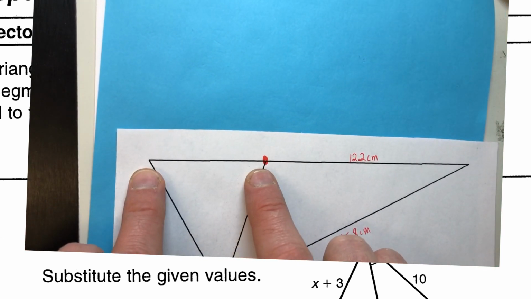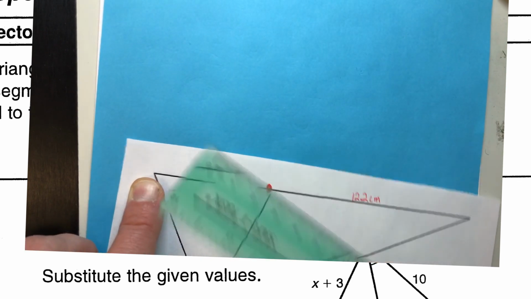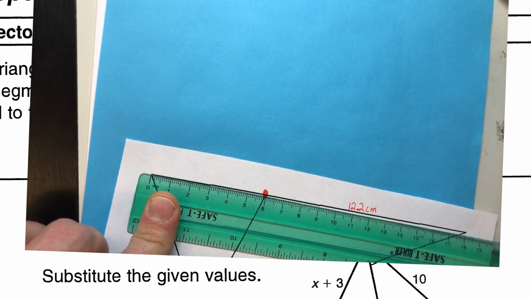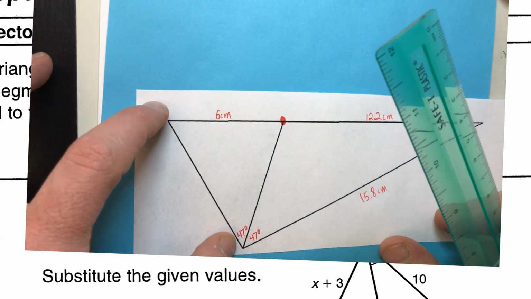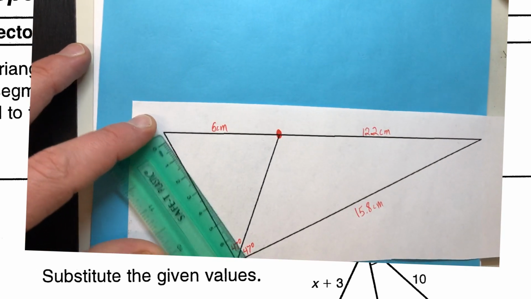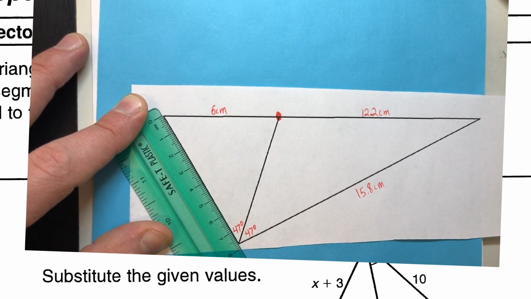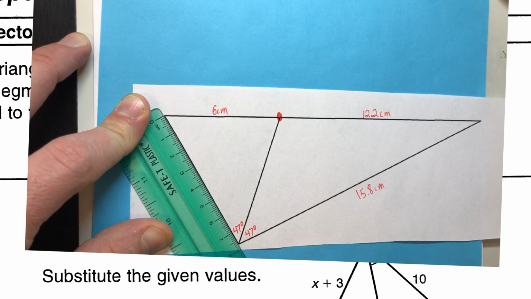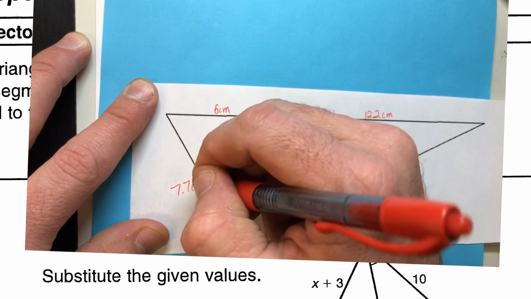Okay, now let's measure from here to here. It is nearly exactly 6 centimeters. And now measure from here to here. Yeah, 7.8, 7.7. I think it's a little bit closer to 7.7. I'm going to go with that.